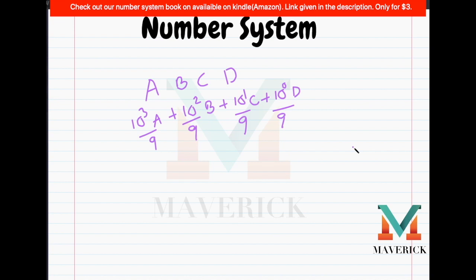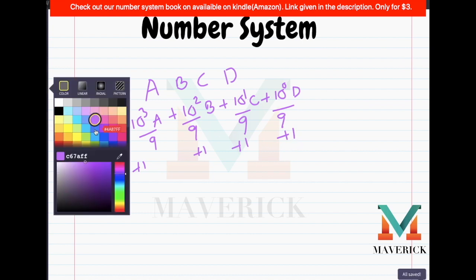What are we using here? We are still using basic remainder theorem because we have already factorized the numerator and then we are again taking it as a sum of those numbers. What are the individual remainders? Plus 1, plus 1, plus 1 and plus 1. Now why is it plus 1 everywhere? Simple answer. Any power of 10 divided by 9, remainder is 1.